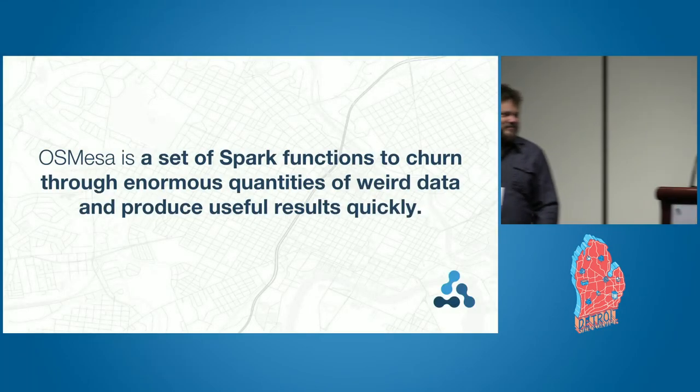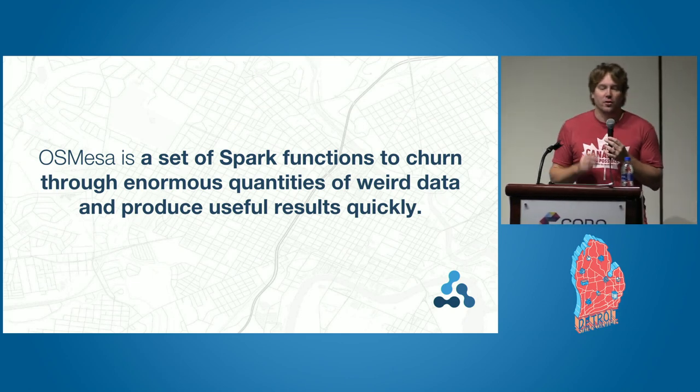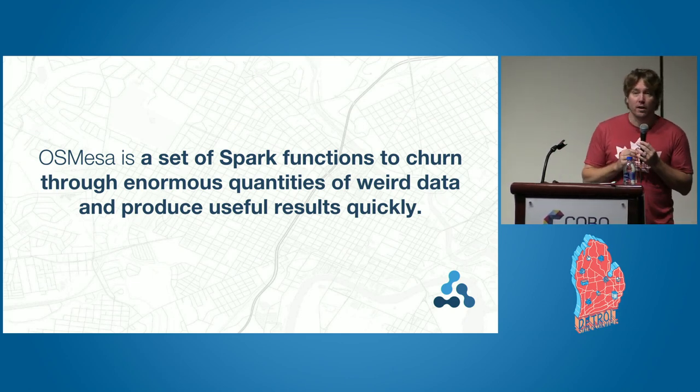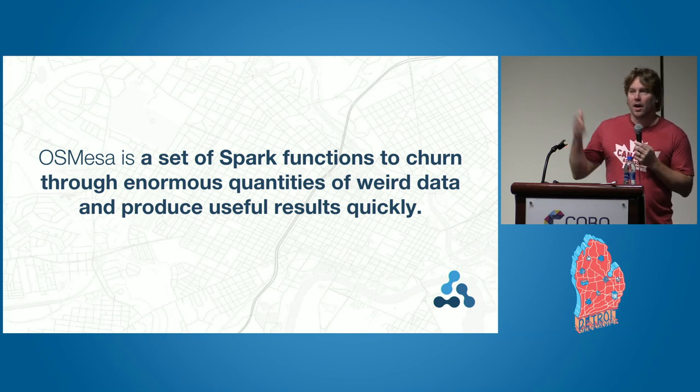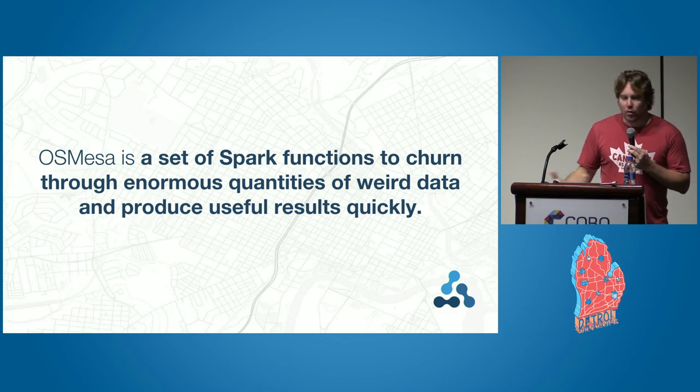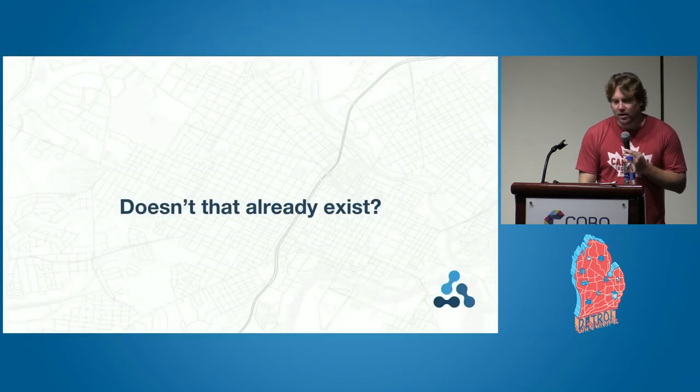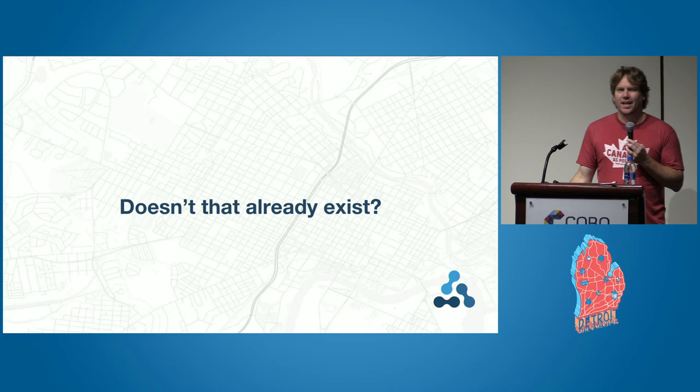At its core, OSMesa is a set of Spark functions to churn through enormous quantities of weird data, looking at you, OSM, and produce useful results quickly. That's the derived data that can then be fed into things like the Jupyter notebooks that Jennings has put together to figure out change over time. A lot of that relies on having all of this detail. So doesn't that already exist? Kind of?